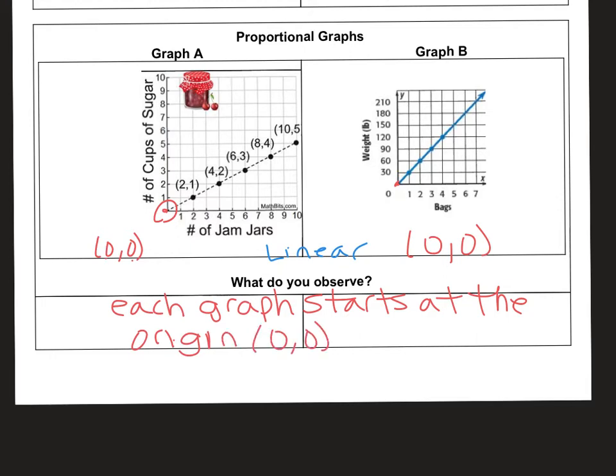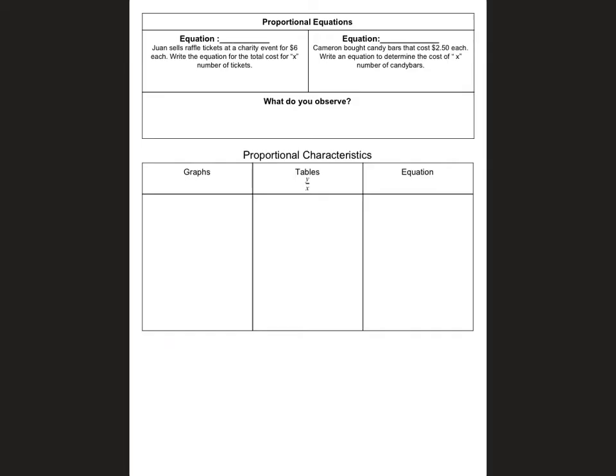So if you're dealing with a linear situation, a line, and you see that it starts at the origin, that's an indicator that you're going to have a constant or proportionality relationship, a proportional relationship between the two variables that you are comparing. Another important clue. Let's go at two equations that are also considered proportional.